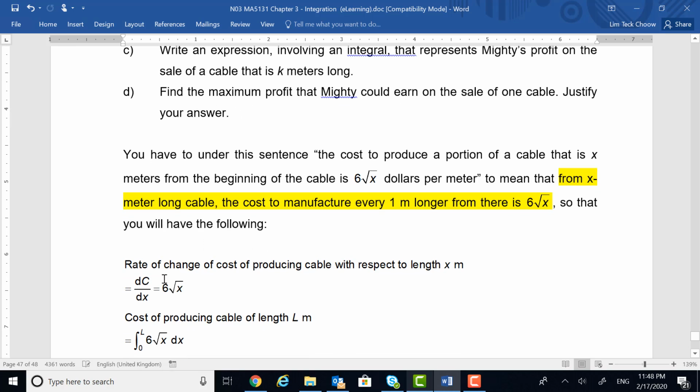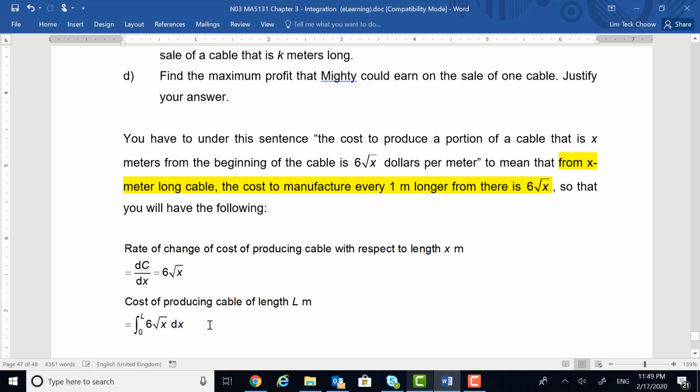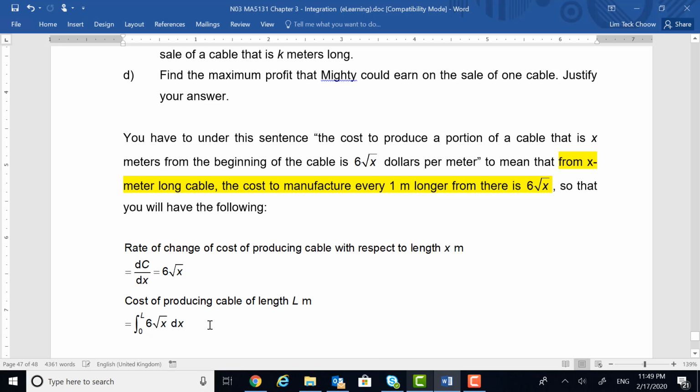Given the rate of change of cost with respect to X, performing integration, the cost of producing L meters long will be given by integrating from 0 to L of this expression. Okay, so with this, we are now ready to answer the 4 parts to this question.